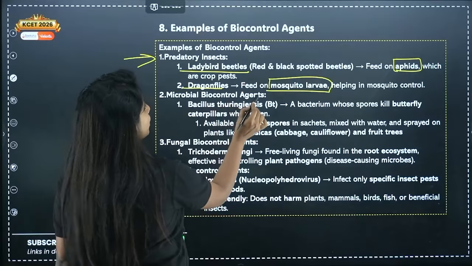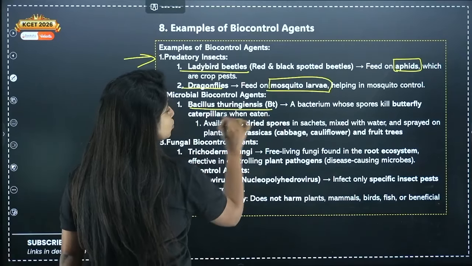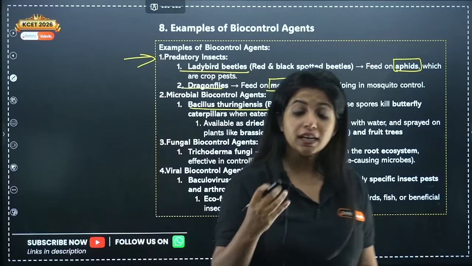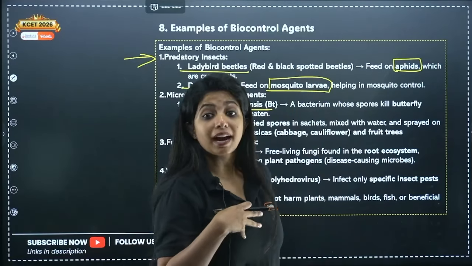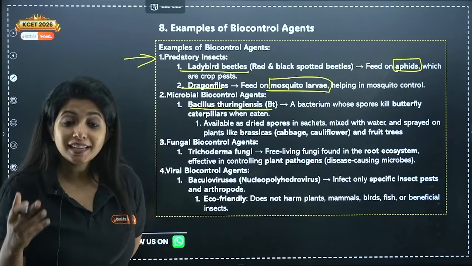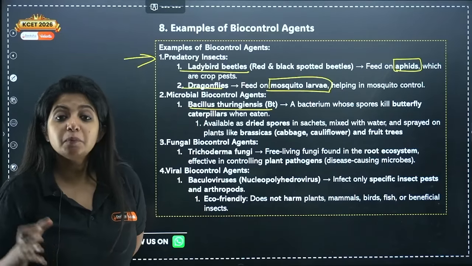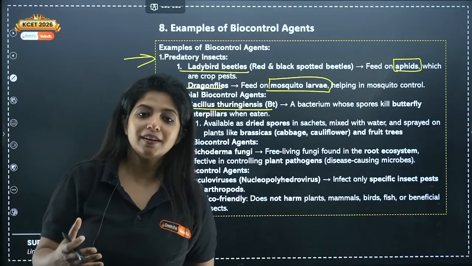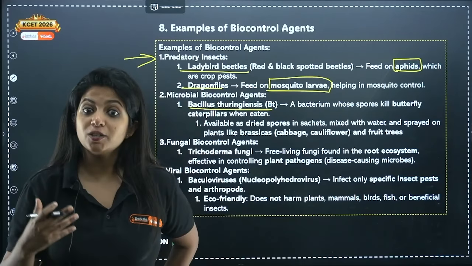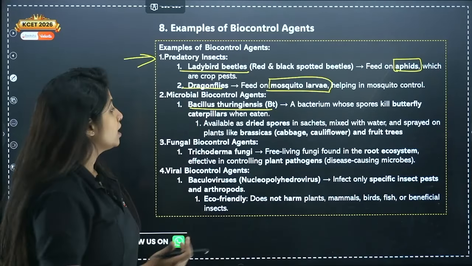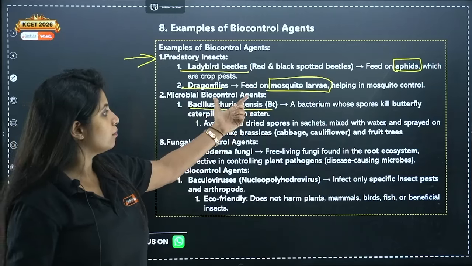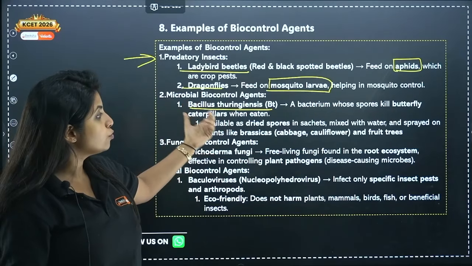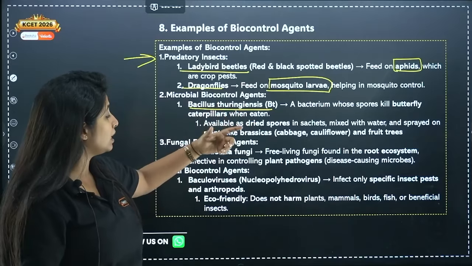Now microbial biocontrol agents. You have Bacillus thuringiensis. I told you it's a bacteria. This bacteria produces a toxin. The toxin is inactive in the bacteria's body, but when it gets inside the insect's body, in the alkaline, basic pH of the gut of the insect, it becomes active and leads to perforation. So always remember, Bt bacteria or Bacillus thuringiensis is used for its spores, which kill the butterfly caterpillars when eaten.